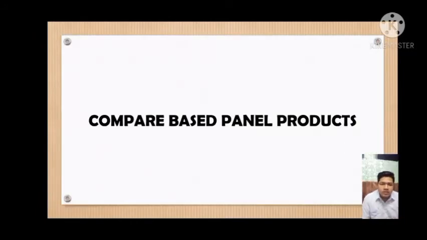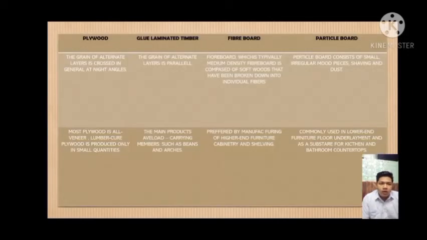Answer for question 7 is to compare based panel products. First product is plywood. The grain of adjacent layers is crossed, in general at right angles. Most plywood is all veneer. Lumber core plywood is produced only in small quantities. Second product is glue laminated timber. The grain of adjacent layers is parallel. It is mainly used for load carrying members such as beams and arches.